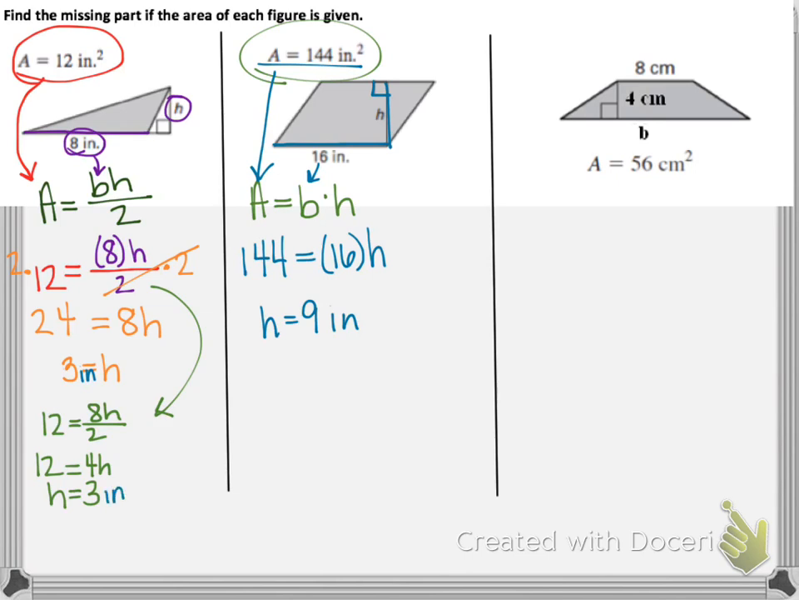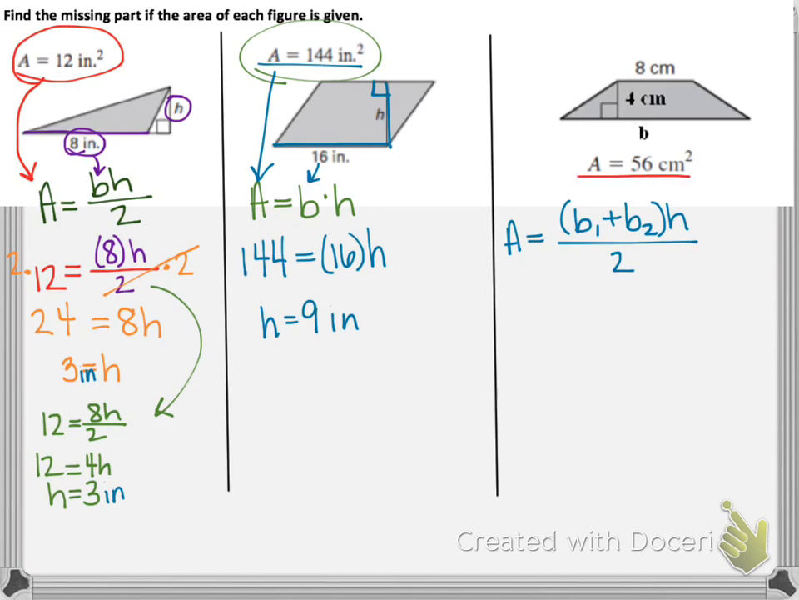Inches. There we go. All right. Ooh, we got ourselves a trapezoid. Ooh, okay. I'm excited. So, remember, formula for a trapezoid: area equals base 1 plus base 2 times your height divided by 2. So now we're just going to shove in everything that we know.